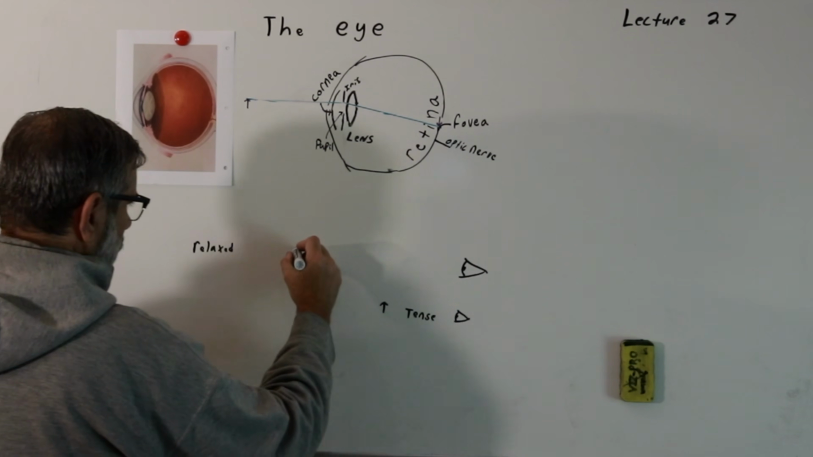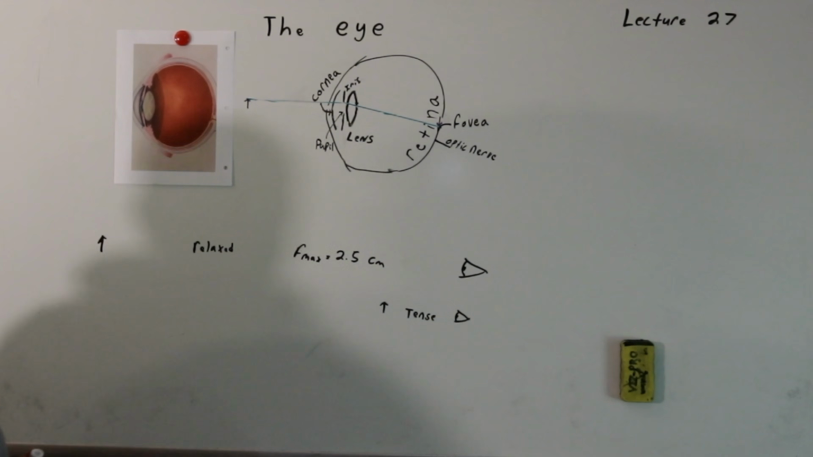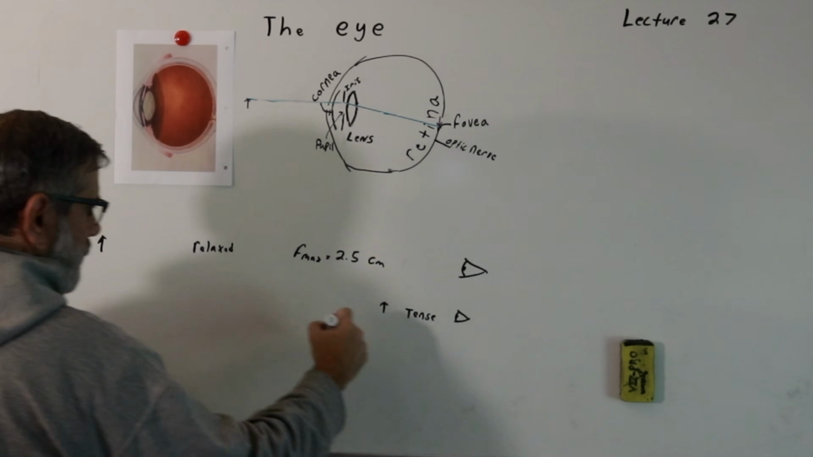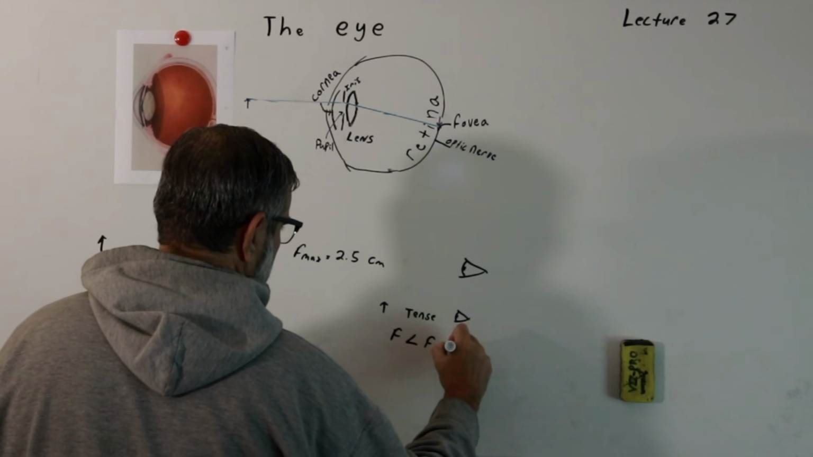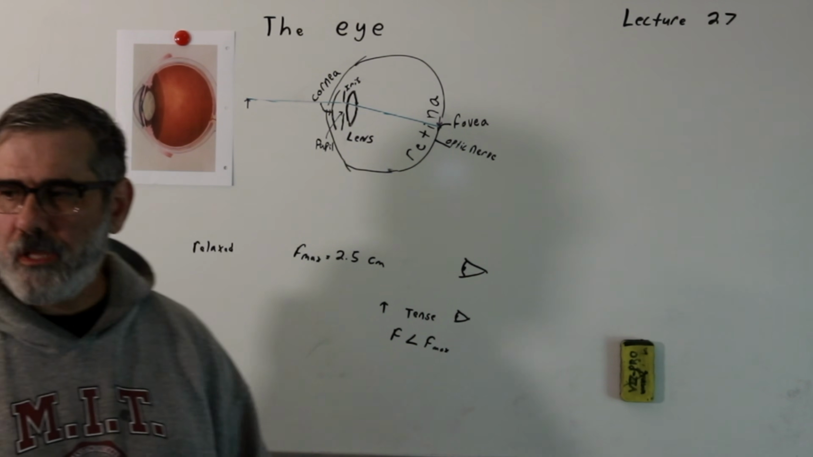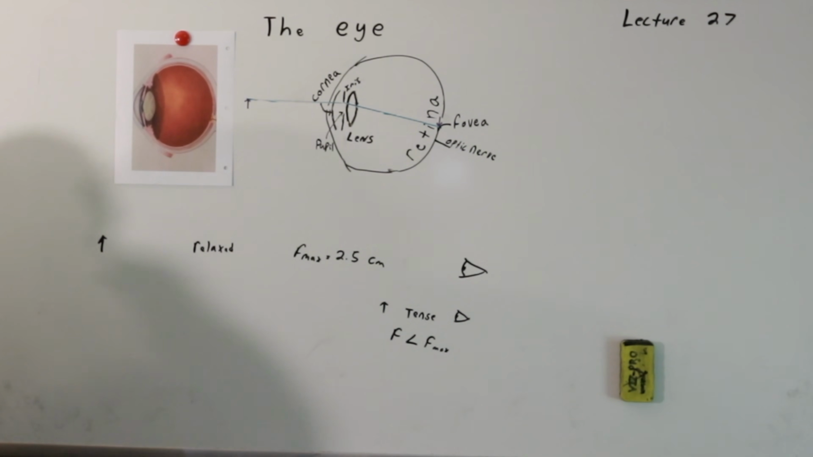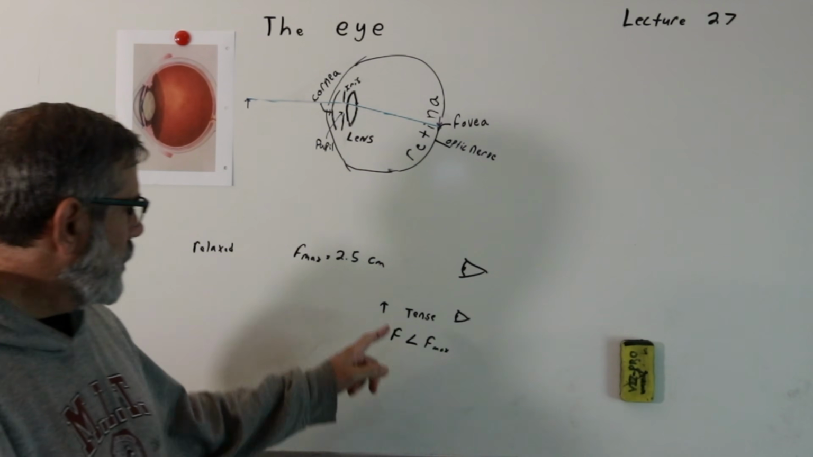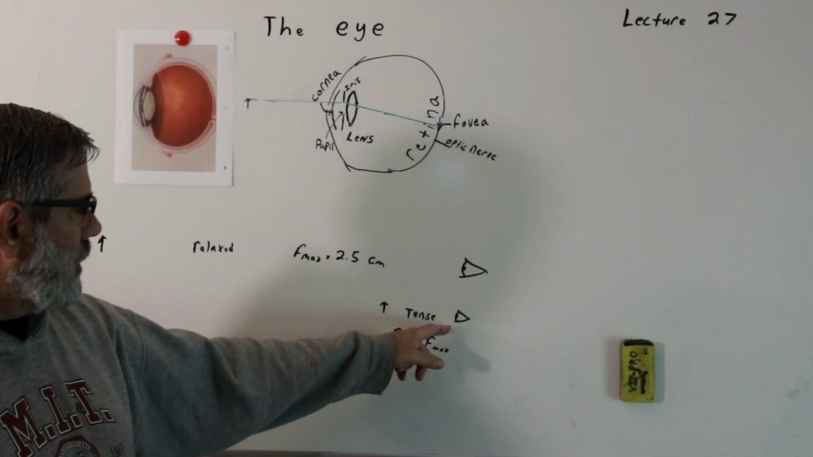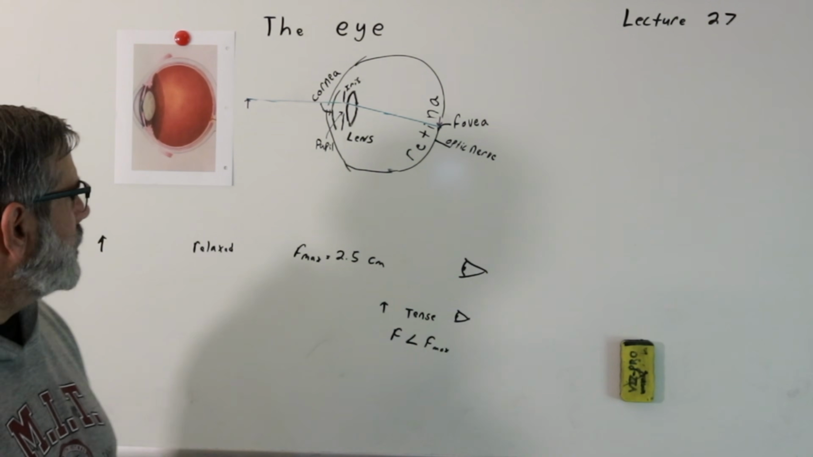The focal length of the eye, F max, is about 2.5 centimeters. The focal length under tension is less than F max. That's why we call it F max. I'll put a problem in the homework set that allows you to calculate what that focal length will be. Now, if you get closer than a certain point, which we call the near point, then you will no longer be able to focus on that object. That's because there's a limit to how much we can contract our muscles.